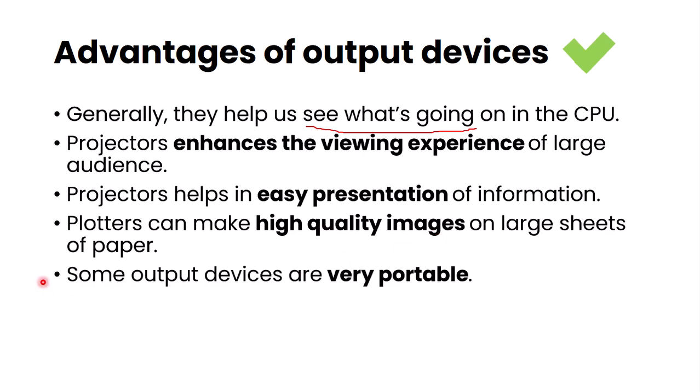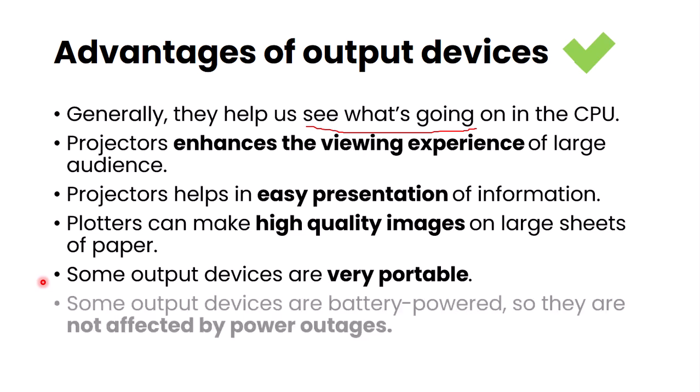Some output devices are very portable, like the Pico projectors, which means we can carry them along whenever we are traveling, and that makes life very easy. And some output devices are battery powered, so they are not affected by power outages. If an output device is powered by a battery, when there is a power outage, like we have dumsor, you won't be affected because it powers itself using the battery.